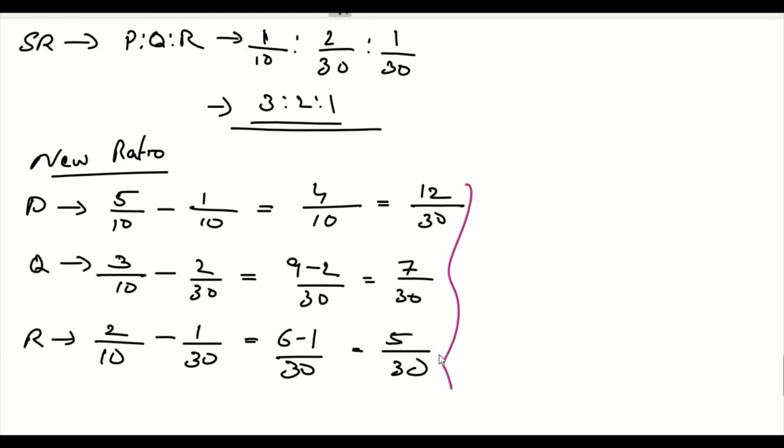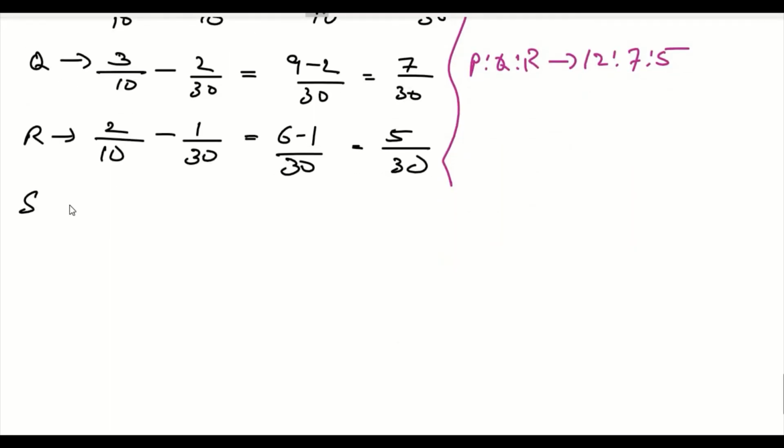Now let's find the new profit sharing ratio of P, Q and R. It's going to be 12:7:5. And we also have to find S. So S is already given in the question, which is 1/5. If I want to keep a common denominator, 6/30. Now it's P, Q, R and S. It's going to be 12:7:5:6. That's the new profit sharing ratio.